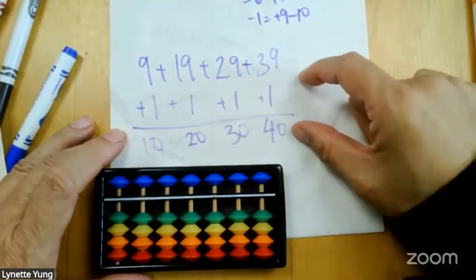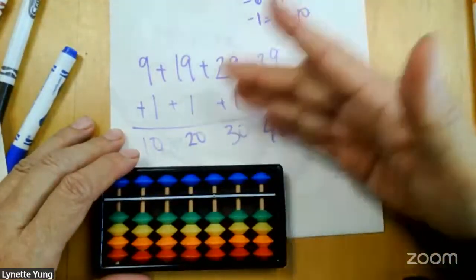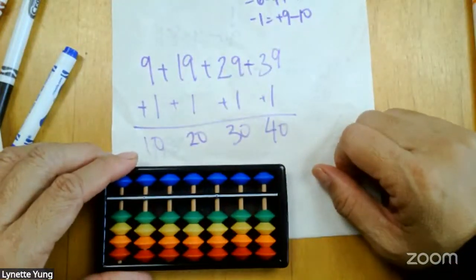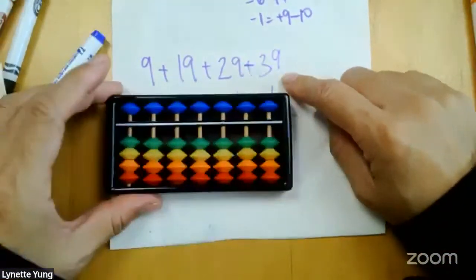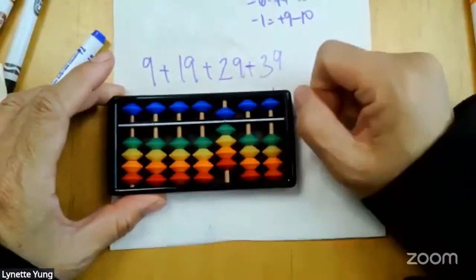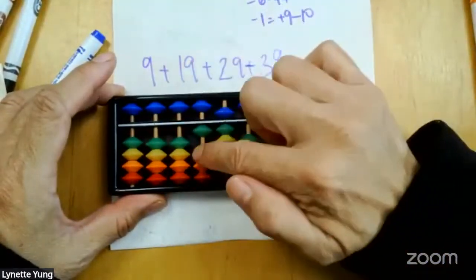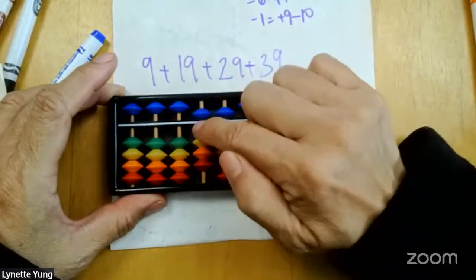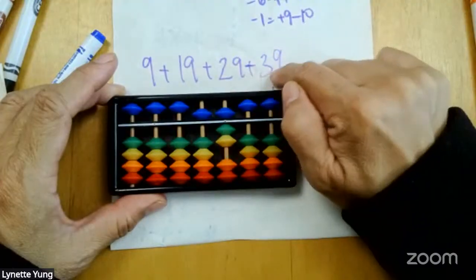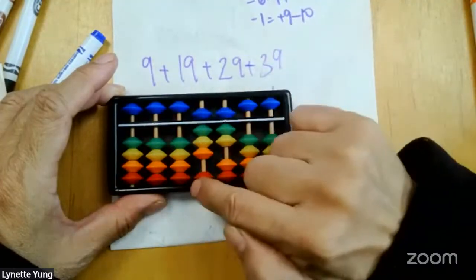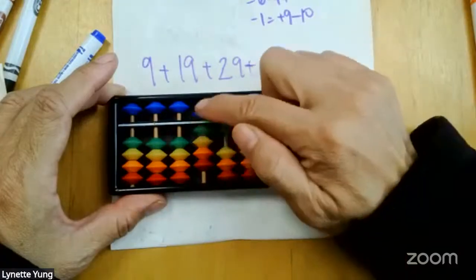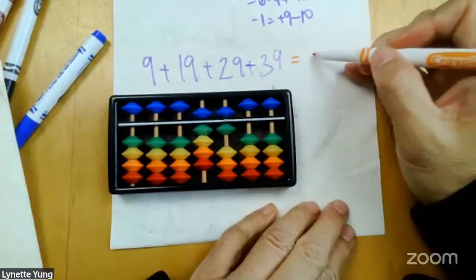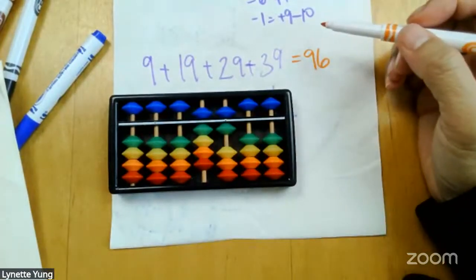And I think that's the difference between abacus and mainstream math. Because it's easy for us on the abacus to keep a running total. 9, 19, plus the 10 minus the 1, 29 plus the 2 plus the 10 minus the 1, 39 plus the 3 plus the 9 plus the 10 minus the 1. So my answer is 96. Right? So that's the answer. 96.